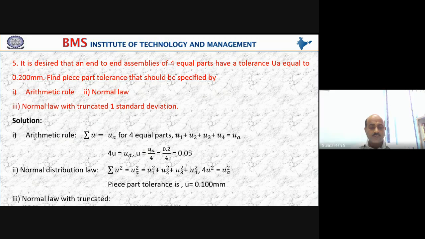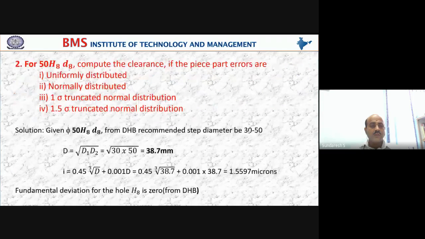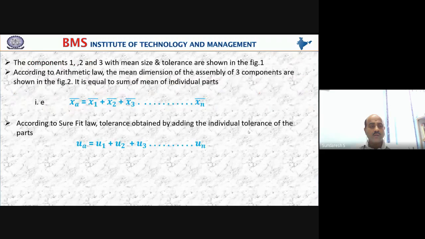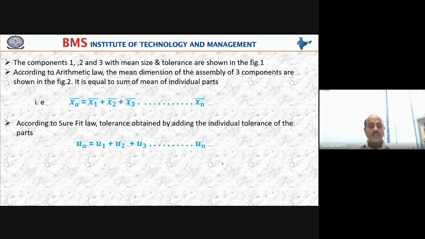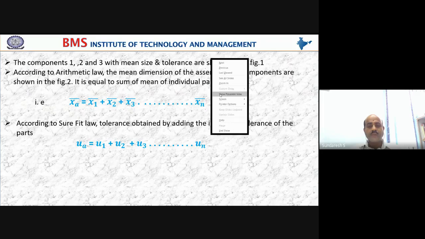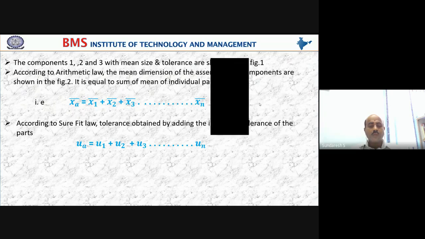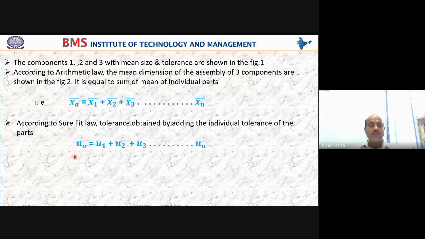The solution by the arithmetic rule: the sum of the piece part tolerances will be equal to the overall tolerance. When I discussed the arithmetic law, or sure fit law, the sum of the UA is the tolerance obtained by adding the individual tolerances of the parts. This is what we discussed for the arithmetic rule or sure fit law.